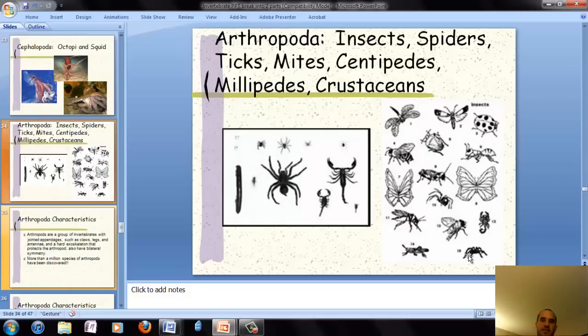And now we're going to move on to the next section, which is arthropods. Again, you're going to want to take notes on this because this is a phylum. So Arthropoda, composed of insects, spiders, ticks, mites, centipedes, millipedes, and crustaceans.